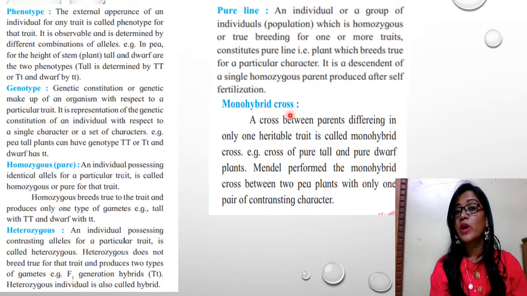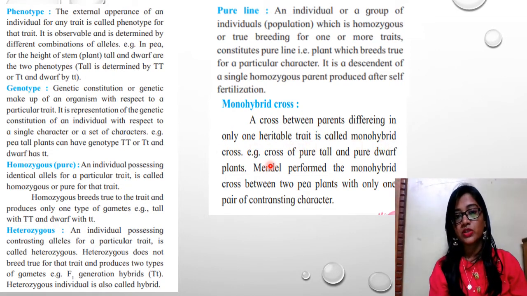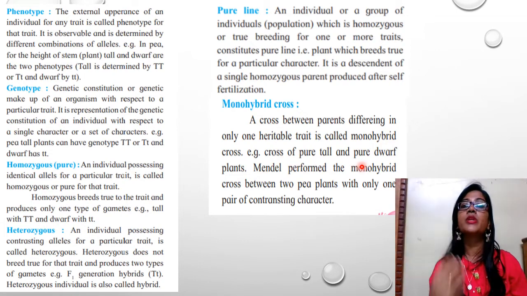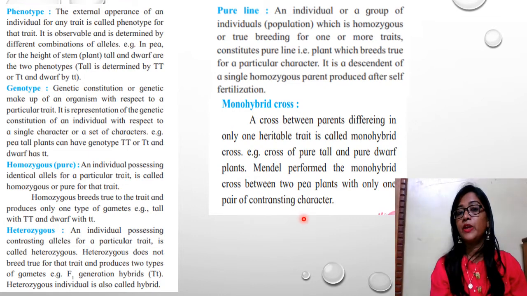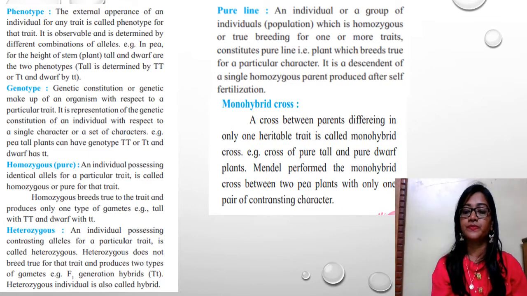What is monohybrid cross? A cross between parents differing in only one heritable trait is called monohybrid cross. Example, cross of pure tall and pure dwarf plant. Mendel performed the monohybrid cross between two pea plants with only one pair of contrasting characters.